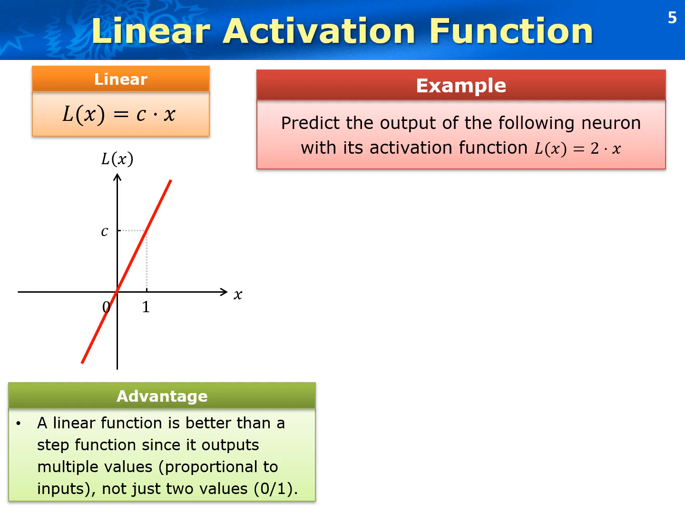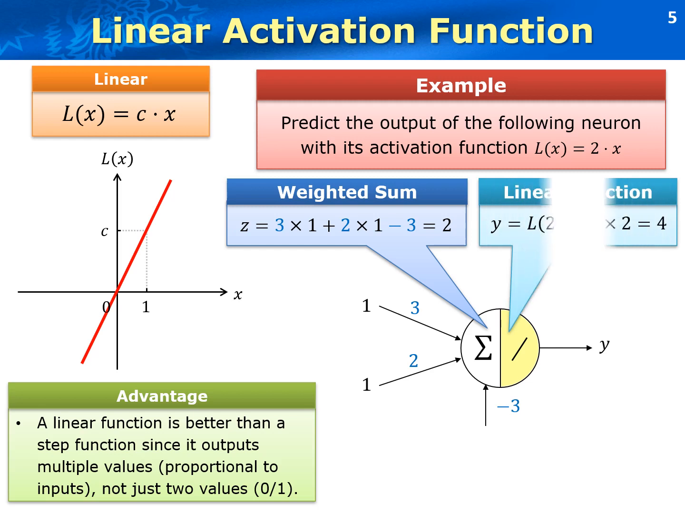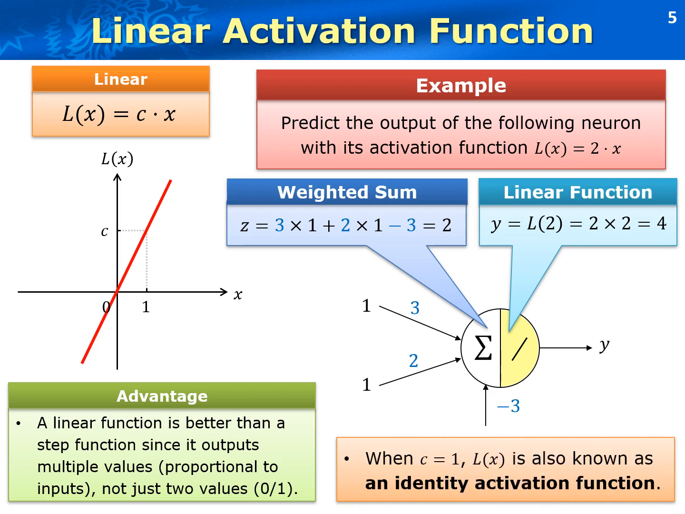Note that here, in the right half of the cell, we draw a line to denote its activation function is a linear one. We first take the weighted sum z, which is 2. Then we apply the linear function L to 2, which yields the output 4. It is worth noticing that when c equals 1, the linear function is also called an identity activation function. A linear function is easy to compute, but in practice, we rarely use it in neural networks.